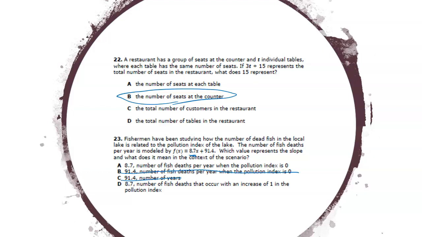So right now we're just thinking in terms of linear, okay? So again, let's see. The number of fish deaths per year is modeled by 8.7 fish deaths per year plus 91.4. All right, it's going to be A. When the pollution index is 0, that 0 would be like your initial value.